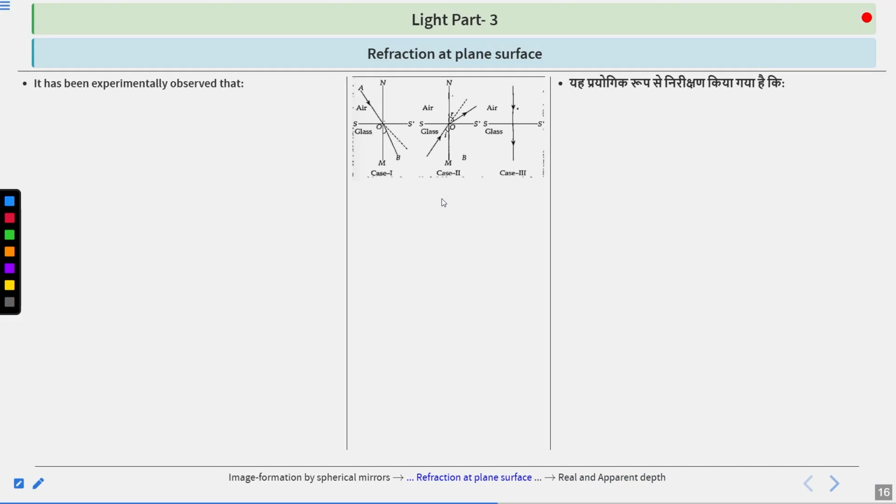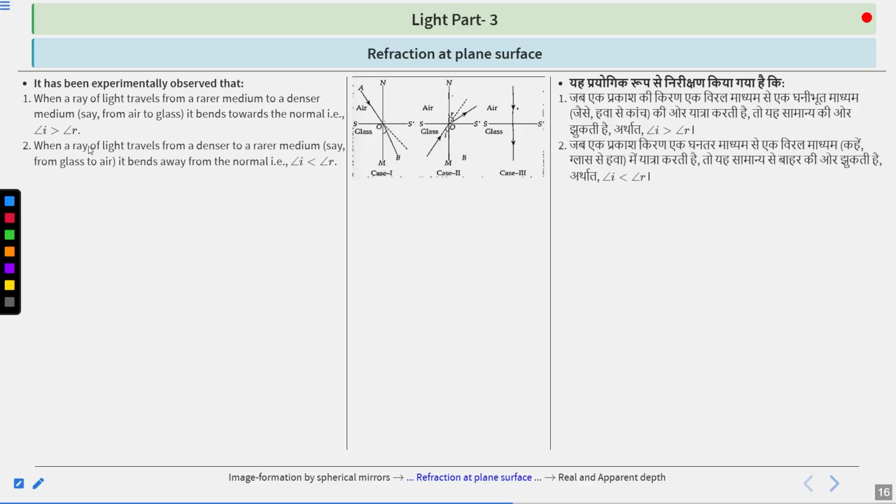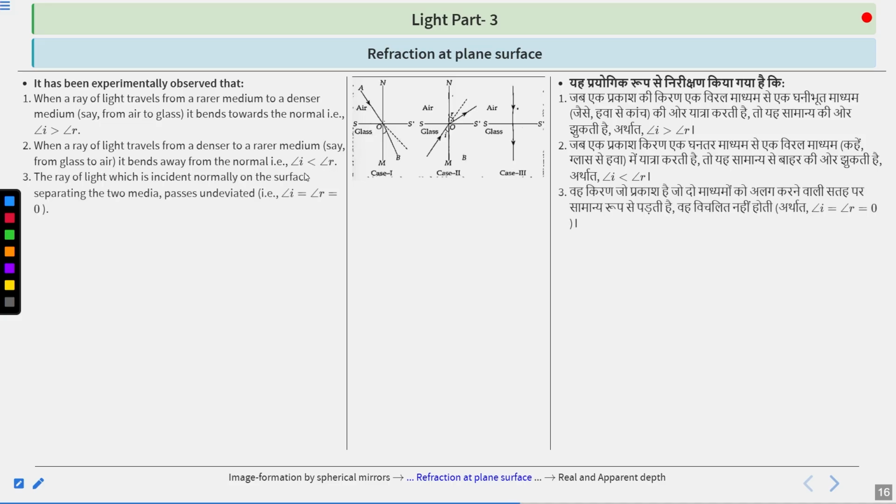It has been experimentally observed, now we are talking about refraction at a plane surface, that when a ray of light travels from a rarer medium to a denser medium, say from air to glass, it bends towards the normal. Therefore, angle I becomes greater than angle R. When a ray of light travels from a denser to a rarer medium, say from glass to air, it bends away from the normal. Therefore, angle R is greater than angle I. Third, when a ray of light incident normally on the surface separating the two media passes undeviated, angle I equals angle R, both are 0.